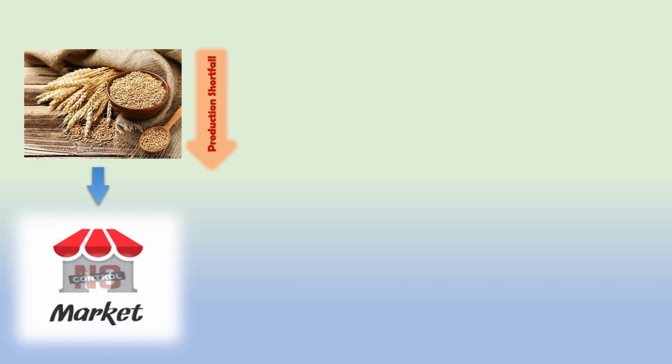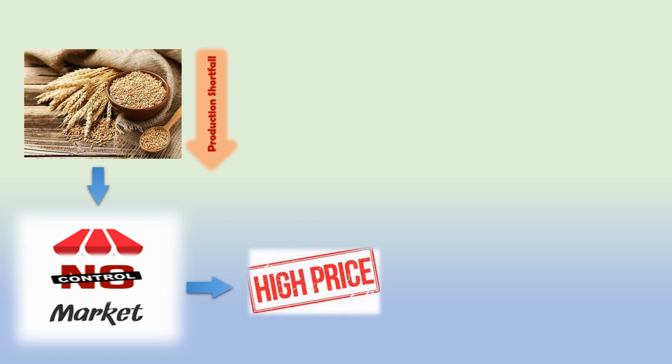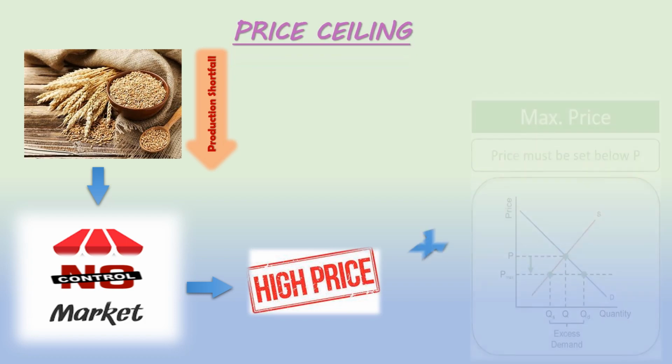Suppose in a year there is a shortfall in the production of food grains. If there is no control over the market price for food grains, the prices of food grains will rise. Poor people will be adversely affected by this, as they may not have the purchasing power to buy food grains at higher prices. This can be avoided by introducing a ceiling on the price of food grains by the government.